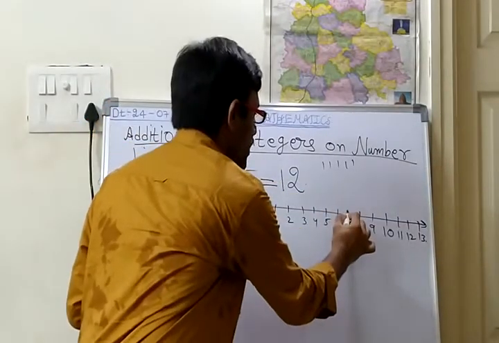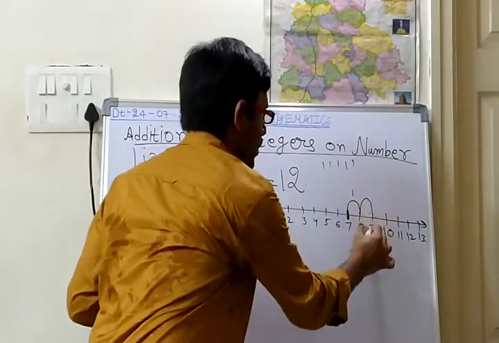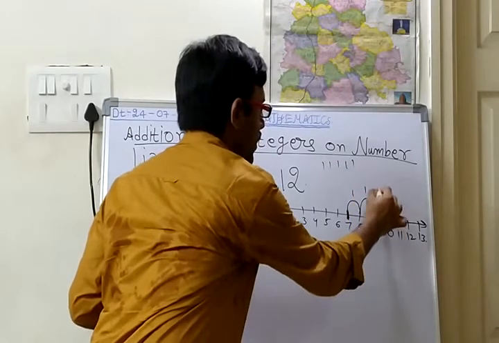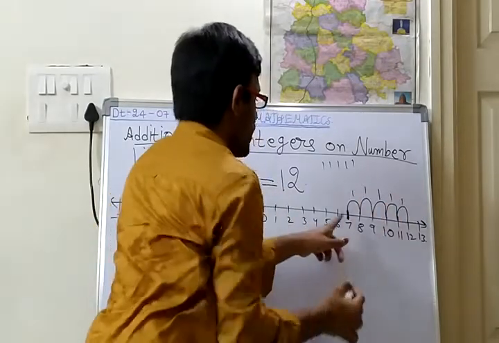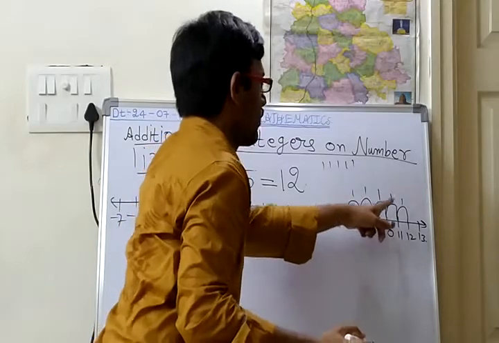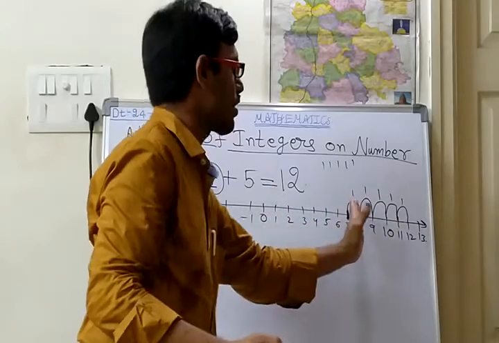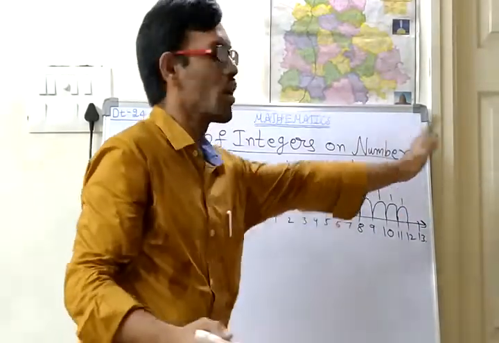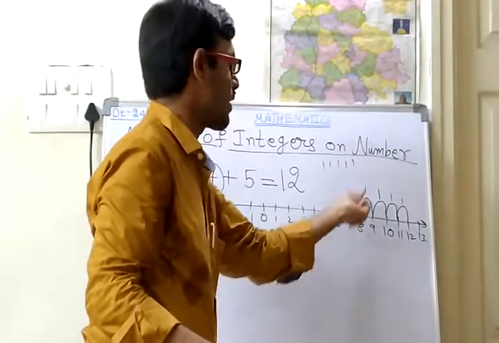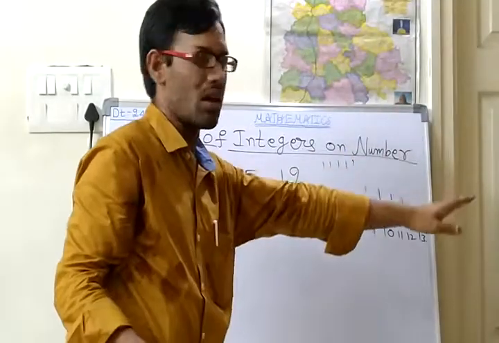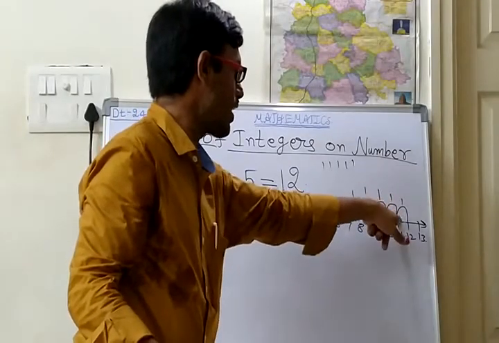So 7 plus 1 is 8. Next 8 plus 1 is 9, plus 1 is 10, plus 1 is 11, plus 1 is 12. How many steps? 7, 1, 2, 3, 4, 5. So 5 times we have moved. Addition means we are moving forward, that means we are going to the right side, because the number is increasing by one each time.